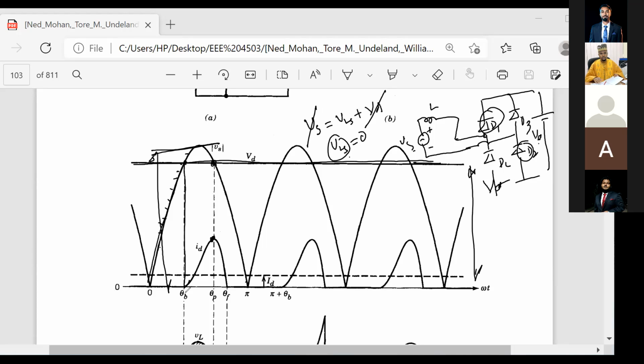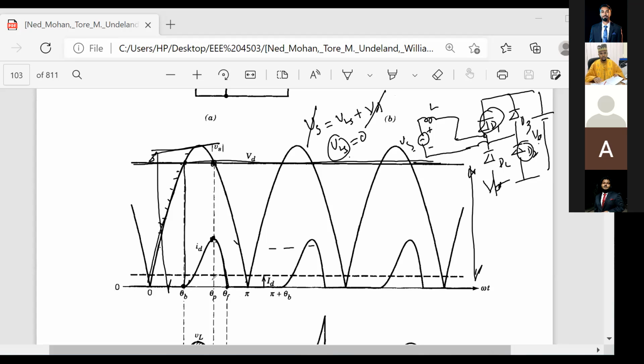Yes, sir. So this is the beginning of the current, and we are thinking that this is the discontinuous mode of operation. That means the value of LS is not so large that you will get the current like this. It falls down at theta F. F is the final value. Theta B is the beginning of the current, and theta P is the peak value of the current.